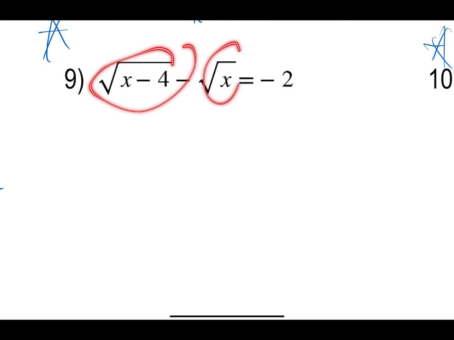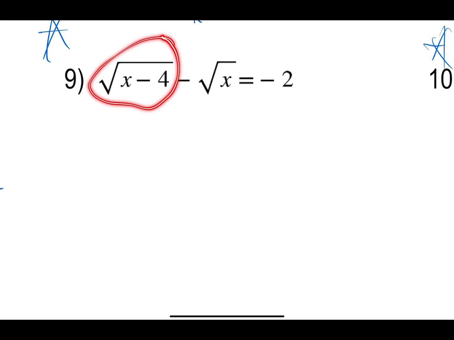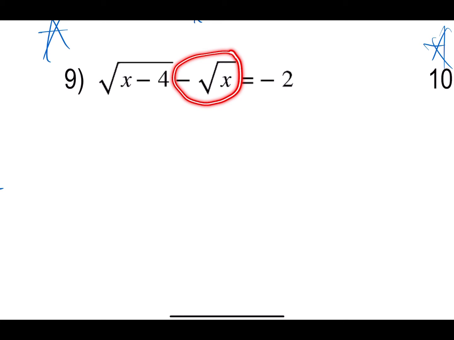Because we have more than one radical, we get to choose which one we isolate. My recommendation: isolate the one that has an uglier mess underneath in the radicand. You could isolate the square root of x, but it's just not as ugly as what would happen if we had to FOIL the square root of x minus 4. So make a choice. Add the square root of x to the other side.